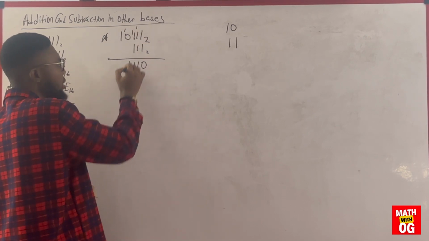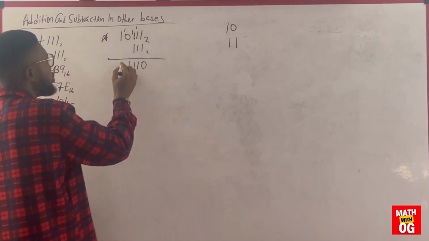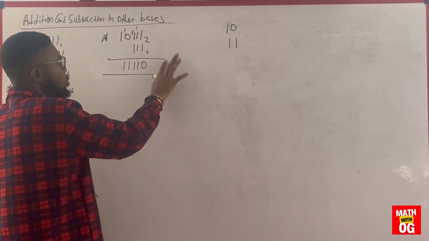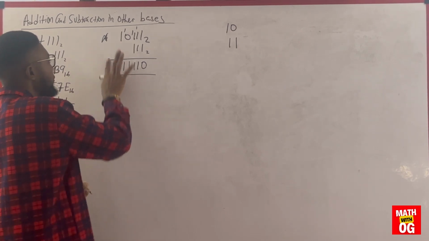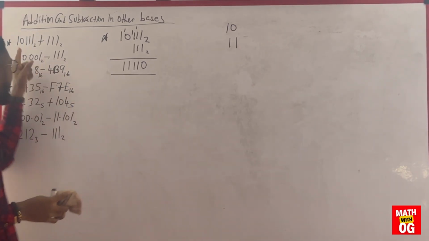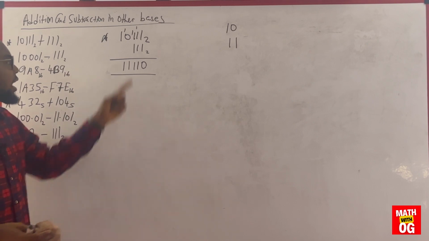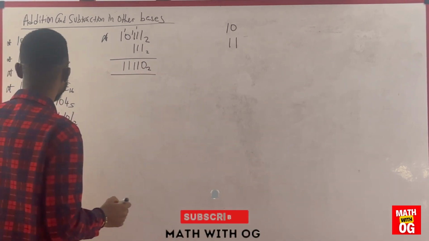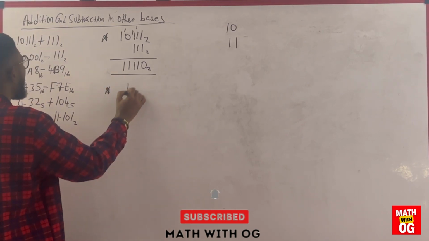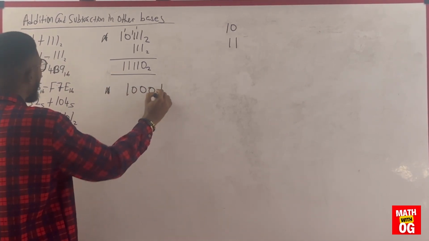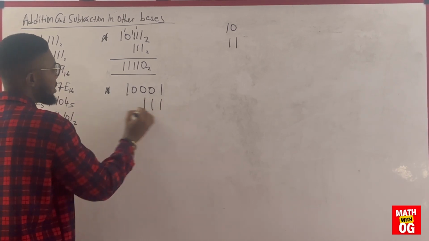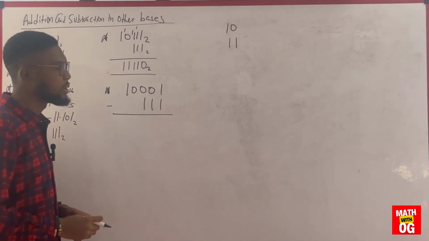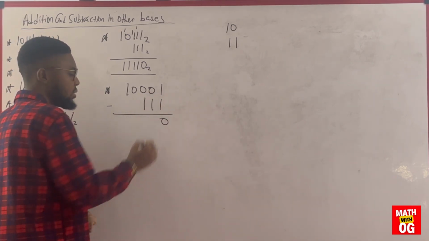1 plus 0 is 1, and 1 is 1 in base 2. Then you drop this 1. So this should be your answer: 11110. So your assignment is for you to convert to base 10, solve, and cross-check if we are having exactly the same answer. So this is the answer to the first question. Second question, we have 10001 and we have 111. In this case, we are subtracting. 1 minus 1 is 0, so we'll put 0.